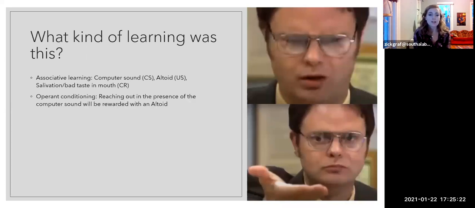There is also operant conditioning happening here because, of course, Dwight doesn't associate every computer sound with Altoids. He only associates it with this specific context when he's sitting at his desk and he's sitting across from Jim. He also has learned that reaching out in the presence of the computer sound will be rewarded with an Altoid. So he'll just reach out and Jim will put an Altoid in his hand. In the clip, you see that he reaches out without even really thinking about it. That's a behavior. Anything that reinforces a behavior and causes an organism to engage in that behavior, either more or less, is operant conditioning. So both operant and classical conditioning were happening in that clip.